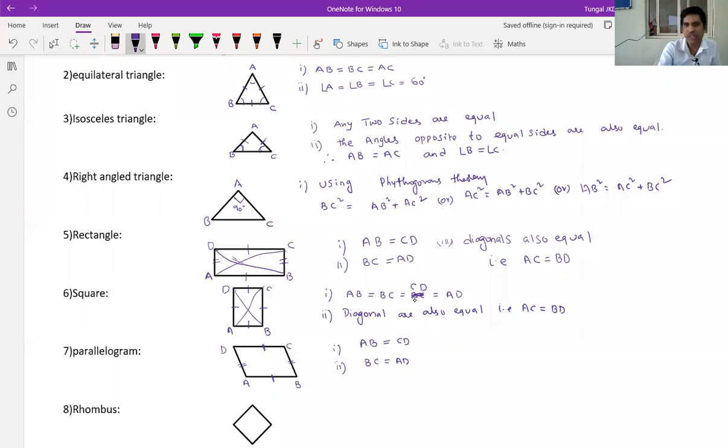No need to verify further. Even if you want to verify, the diagonals are not equal, so AC not equal to BD. This is optional, you need not prove it. If you prove these two conditions, this is enough: the 4 points form a parallelogram. AC not equal to BD is optional; if you want, you can verify, else there is no need to verify. Just observe whether the opposite sides are equal, then we can say it is a parallelogram. Understood?